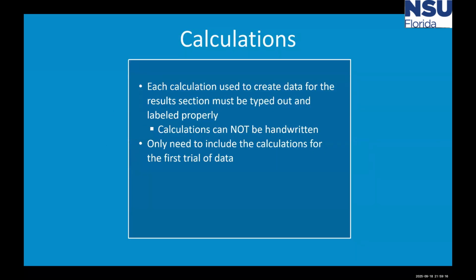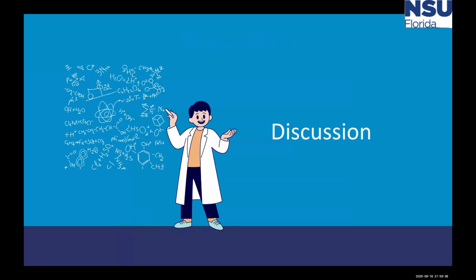Calculations. Each calculation used to create data for the results section must be typed out and labeled properly. So they cannot be handwritten, they cannot be a photograph, they cannot be scanned. It has to be manually typed on your keyboard, and you only need to include the calculations for the first trial of data.